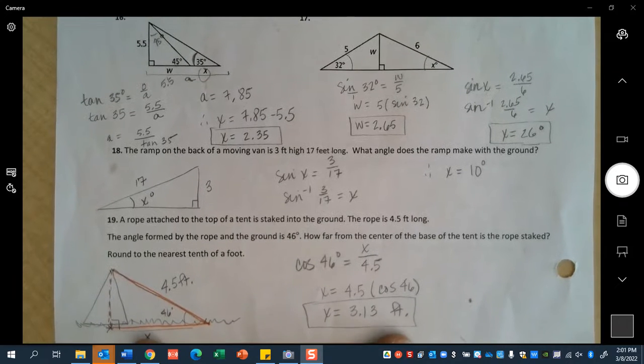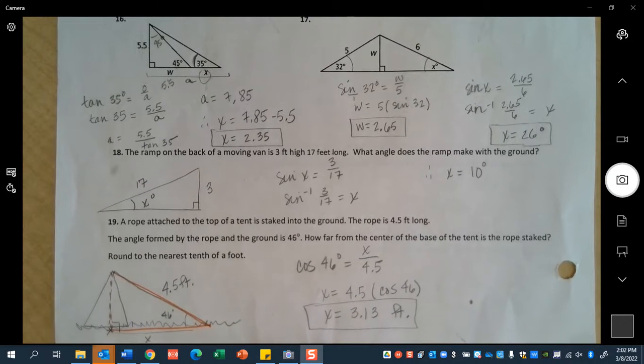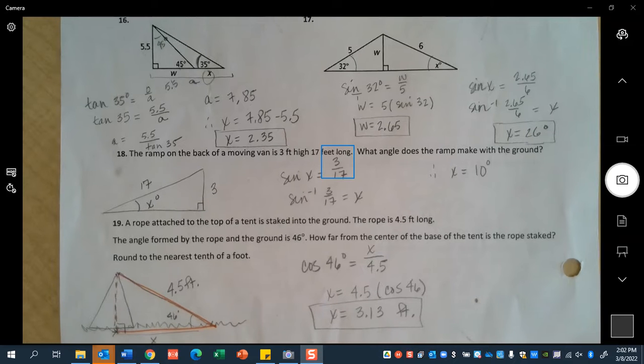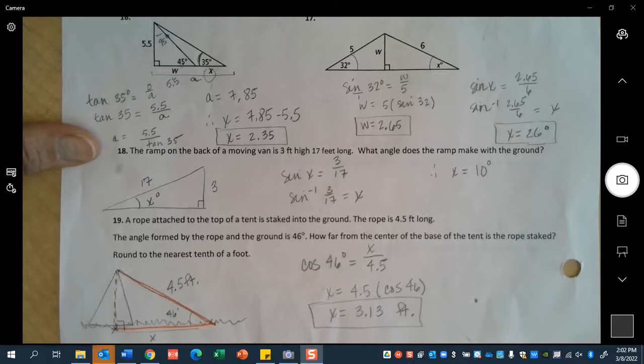And then we have 2 more word problems. The ramp on the back of a moving van and a tent. And again, the same conversation applies. We're always about making a right triangle. So you're going to be looking for what is my vertical distance, what is my horizontal distance. If they talk about the length of the rope, that represents that diagonal. Questions on the homework?